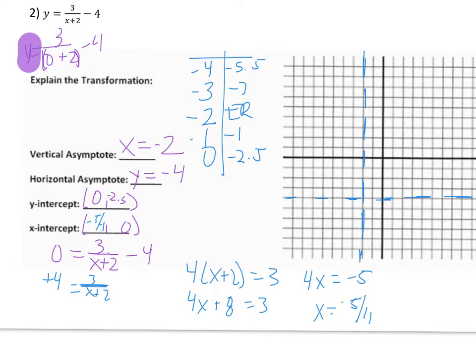So 0, negative 2.5. It's about right there. Negative 5/4, so that's the left one just a little bit more, so about right here. And then I have negative 4, negative 5.5, negative 3, negative 7, so this arc should be someplace over here. Negative 1, negative 1, and 0, negative 2.5, which we actually already had because that's an intercept. Graph looks something like that.